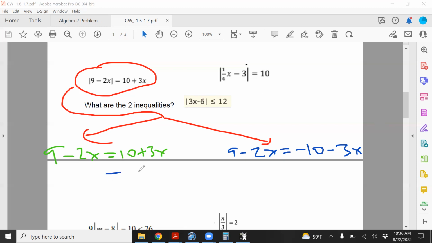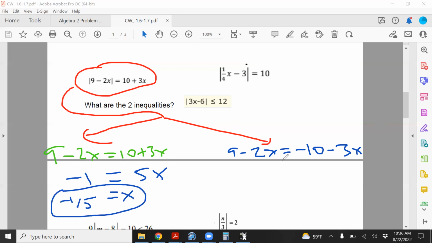You should get 5x and negative 1. You get that, I think. Yep. And then on the other side, you should get x on this side, negative 19, I think. Yeah. I think I got those right. And you can always check your work if you so desire. You can always just plug in there, or you could also do this too.